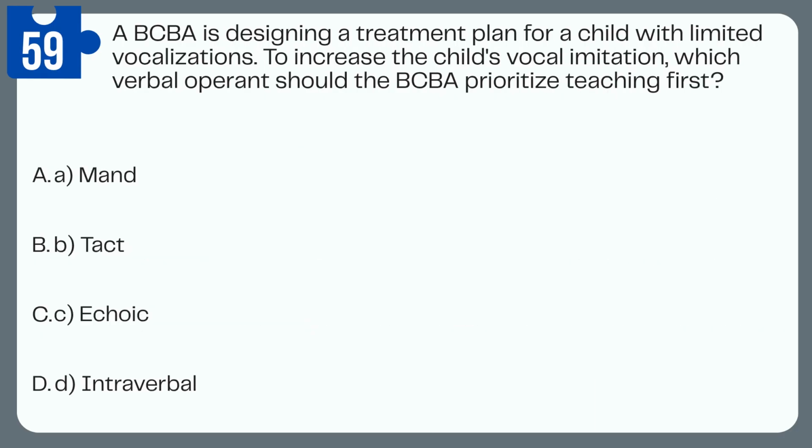Question 59. A BCBA is designing a treatment plan for a child with limited vocalizations. To increase the child's vocal imitation, which verbal operant should the BCBA prioritize teaching first? A. Mand. B. Tact. C. Echoic. D. Intraverbal.